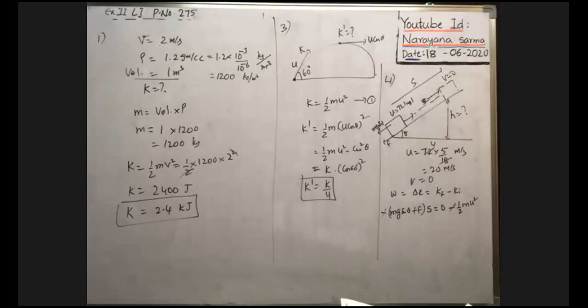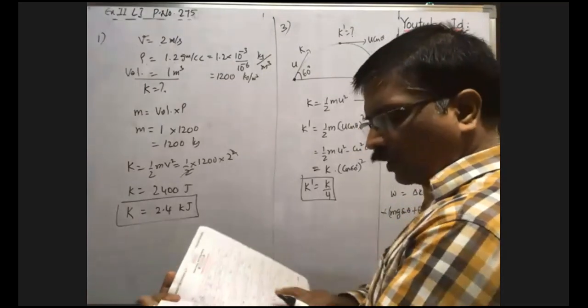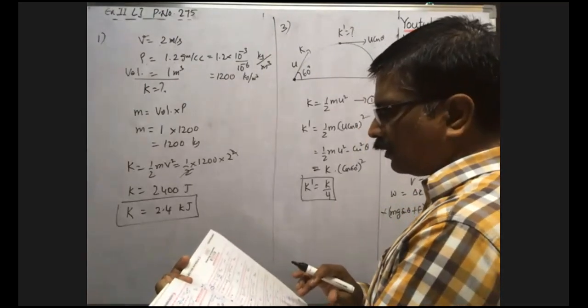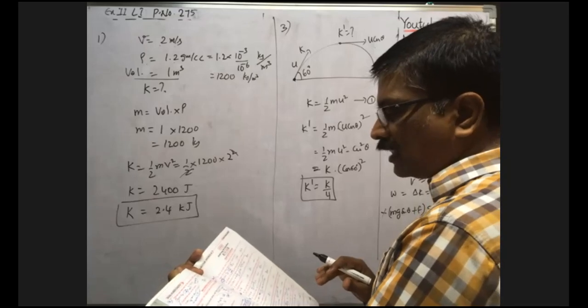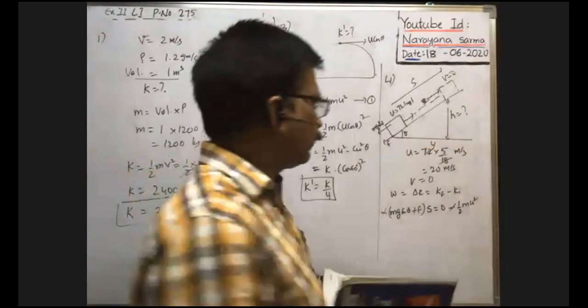What about the work done by friction? They asked, what is the maximum height reached? I think, if 25% of energy is wasted, sorry, here the problem is different. Here they asked a different problem, not this one.